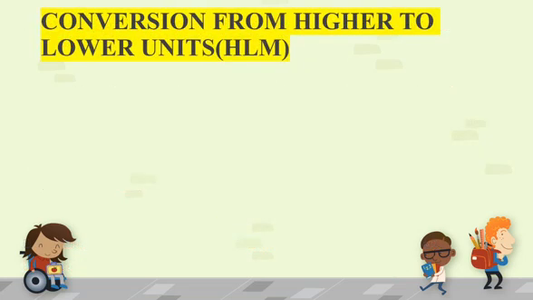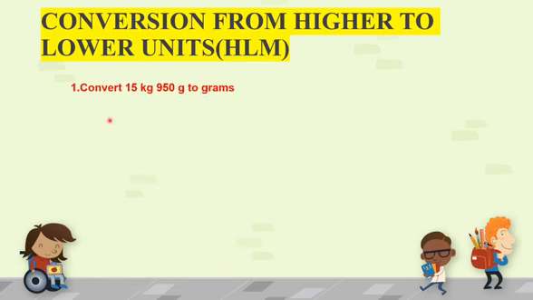Conversion from higher to lower units. HLM, where H stands for higher unit, L stands for lower unit, and M stands for multiply. I have written it in short in abbreviation form to make you all understand that whenever you get this kind of question based on conversion from higher to lower units, you will understand that we have to multiply. So let's solve a few examples to understand this concept.